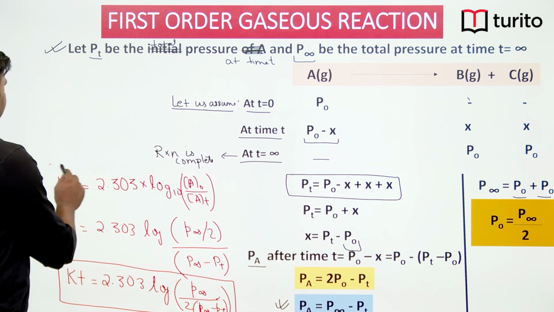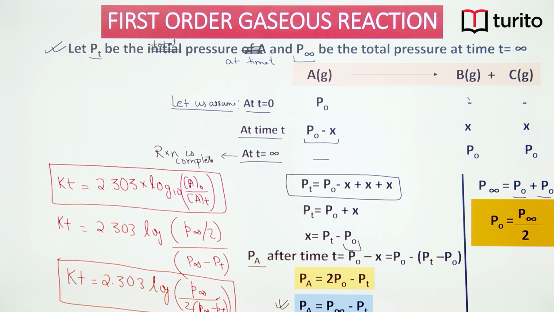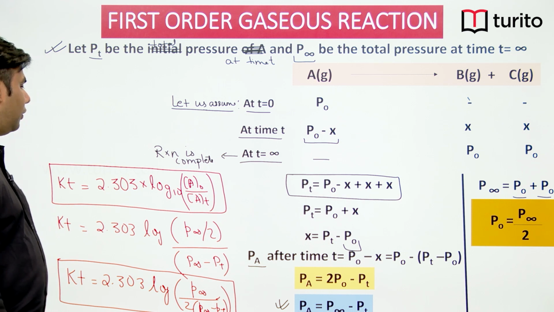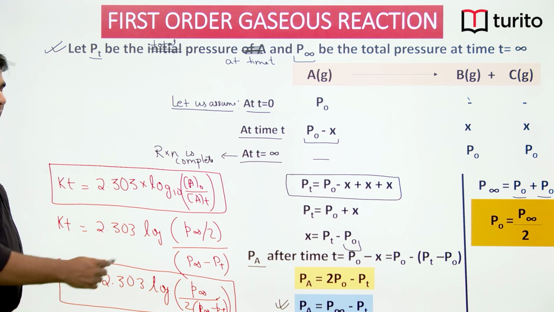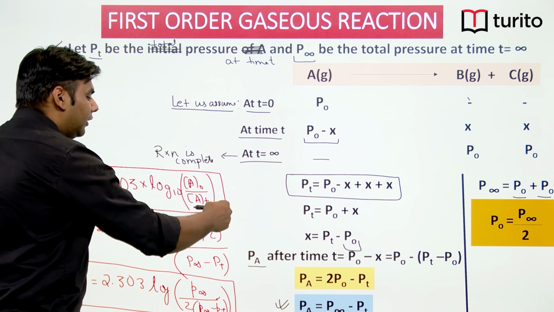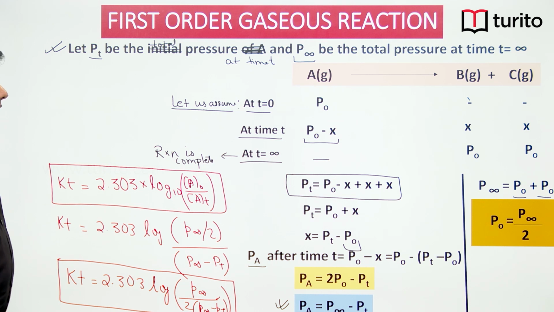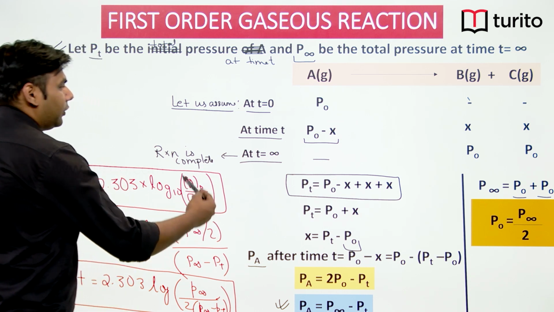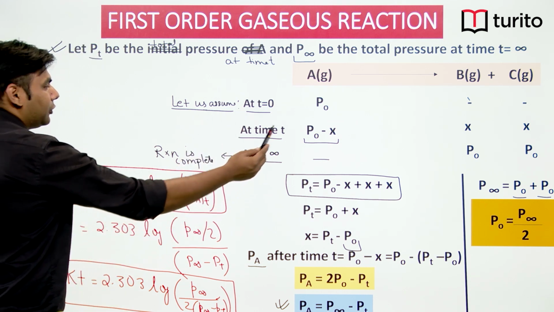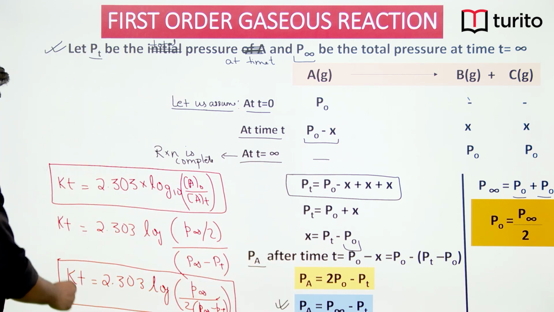Now we know from the equation of first order kinetics that Kt is equal to 2.303 log of A naught upon At. A naught is proportional to the initial pressure of A, and At is proportional to the pressure of A at time t. So A naught is proportional to P naught, and At is proportional to P naught minus x, which is P infinity minus Pt. So we'll get this as the equation.